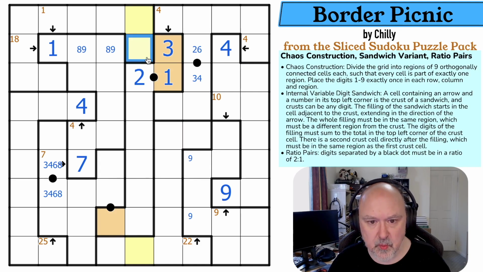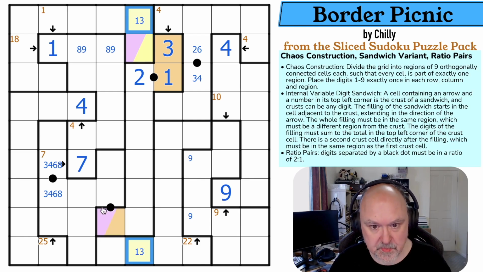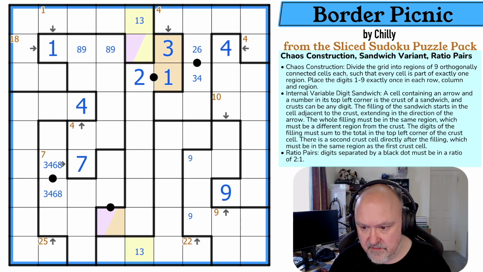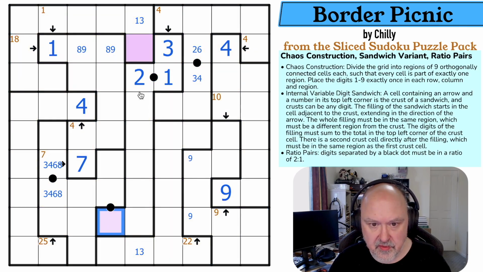But this can't be 1 or 3. So those 2 cells there have to be the same. And this is 1 and 3. And those 2 cells. So this is 1, 3, which is those, and purple is the same. So I'm going to get rid of orange and yellow. But those 2 digits are the same.